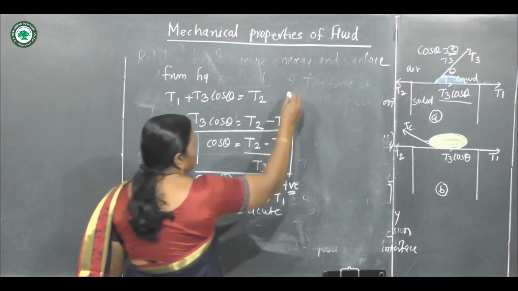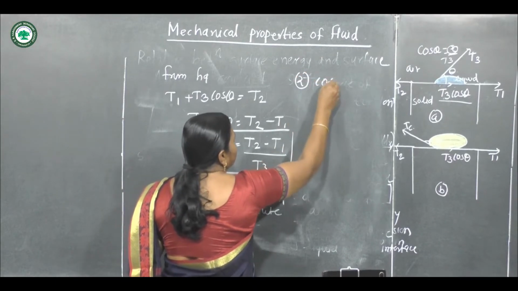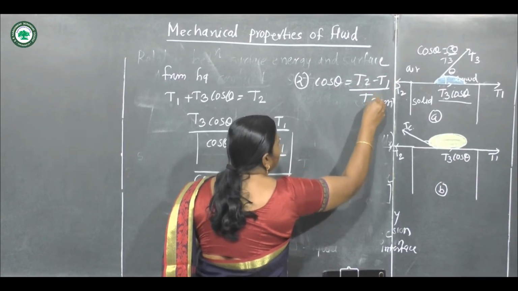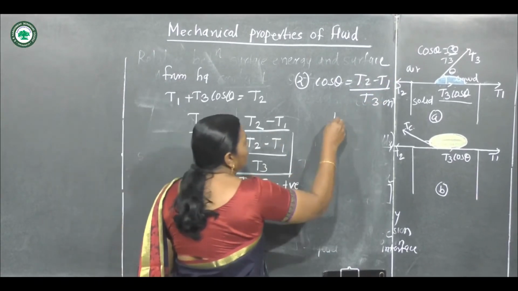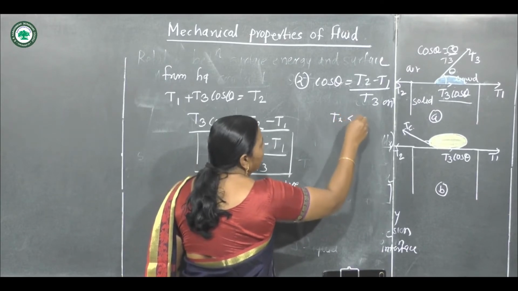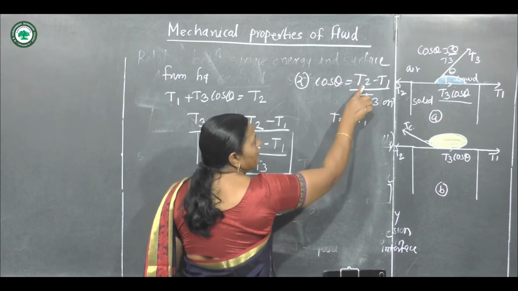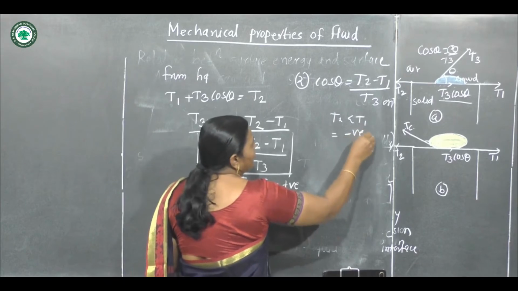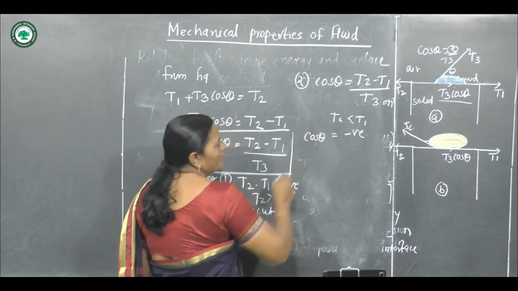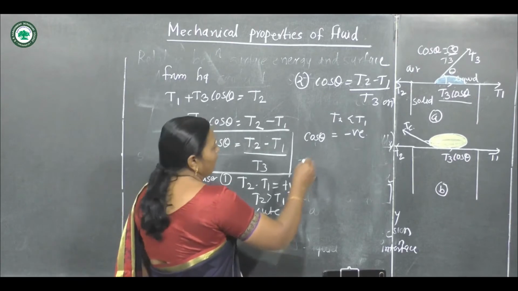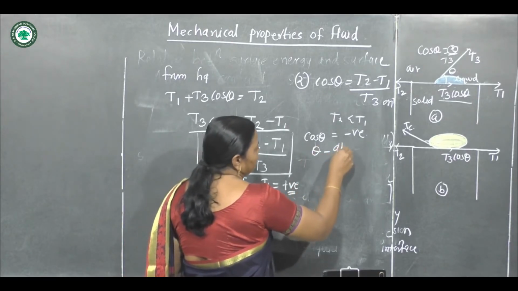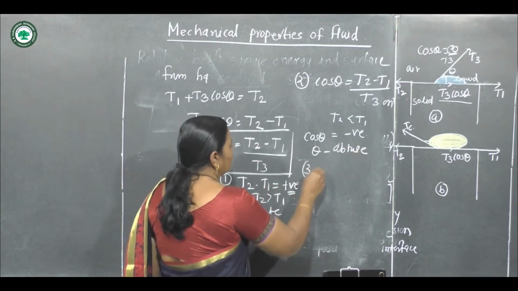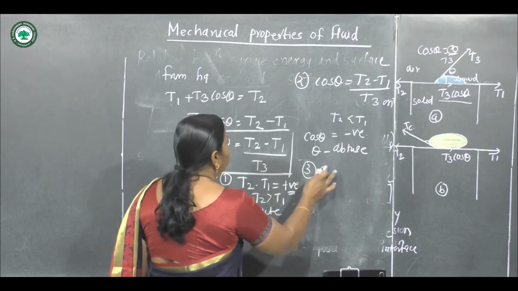In the second case, we consider cos theta is equal to (T2 minus T1) divided by T3. Suppose T2 is less than T1. See here, suppose the value of T2 is less, then the whole product is negative. That is, we can say that cos theta is negative, that is, theta is obtuse.